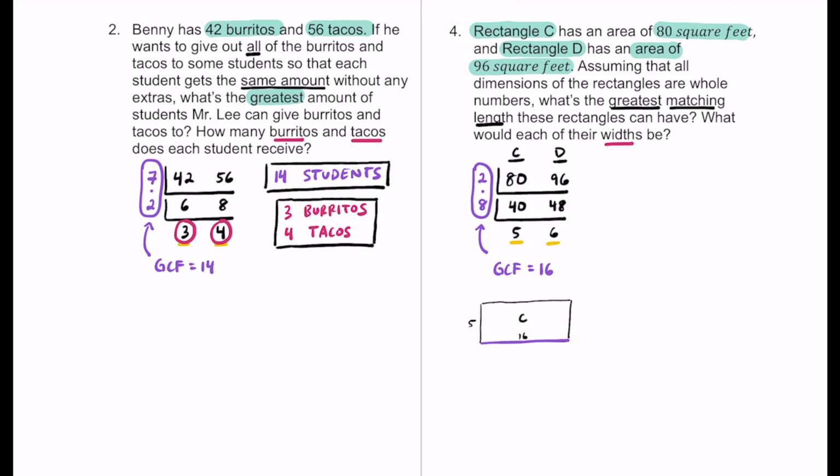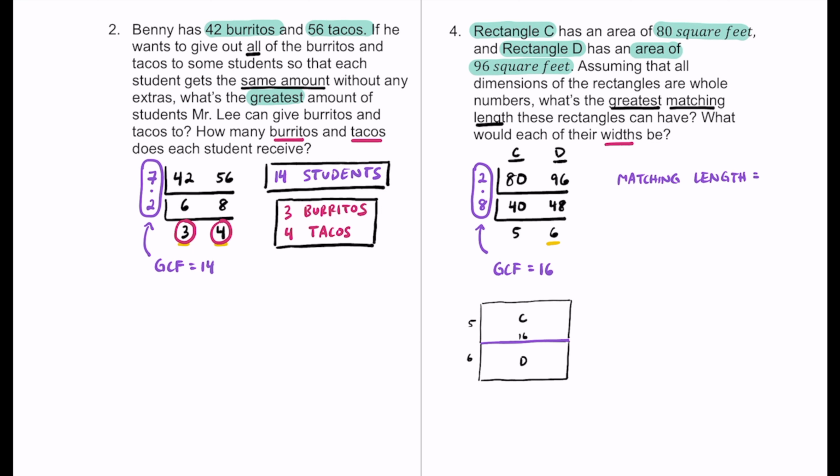Now rectangle D has a width that's a little longer. It's 6. We're doing 6 by 16, right? So it's a little bit longer. I guess they kind of look similar, but I'm going to label this one 6, so it's a little bit longer. So if you were to find the area of C, 5 by 16, that would be 80, if you multiply them, and then 6 by 16, that would be 96. So these rectangles have matching lengths of 16. So in terms of their greatest matching length that they could share, I'm going to go put that here, the matching length.